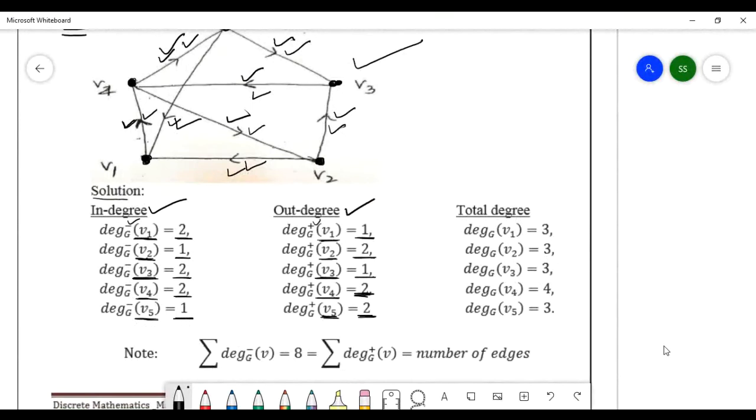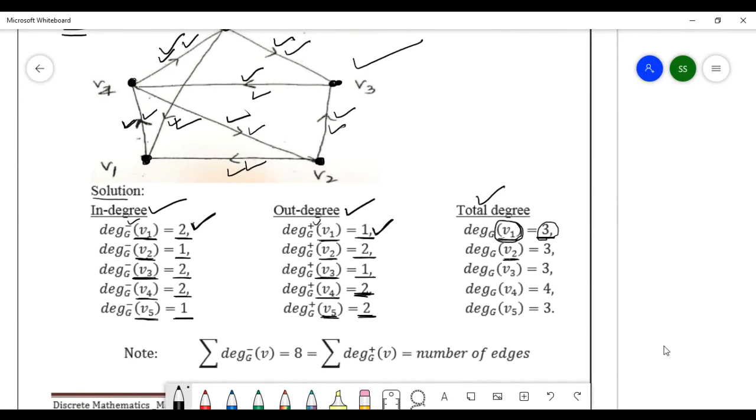See the total degree at vertex V1. Here 2 and here 1. 2 plus 1 means 3. Total at this vertex V1, in is 2 and out is 1, so 2 plus 1 means 3. Total 3.